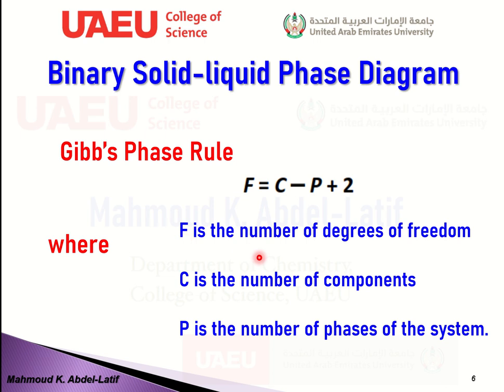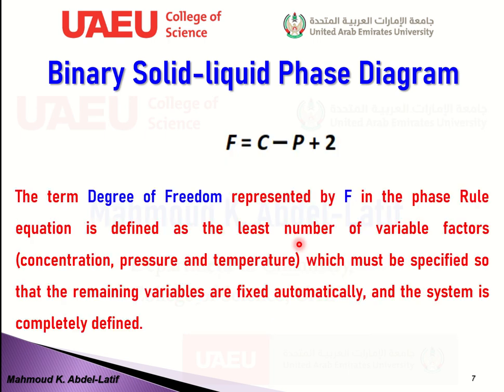the number of degrees of freedom. C is the number of components, the number of components that you have, 2 or 3 or 4 and so on. P is the number of phases of the system you have: a single phase, 2 phases, 3 phases, and so on. And 2 is for the intensive variables, which are temperature and pressure.